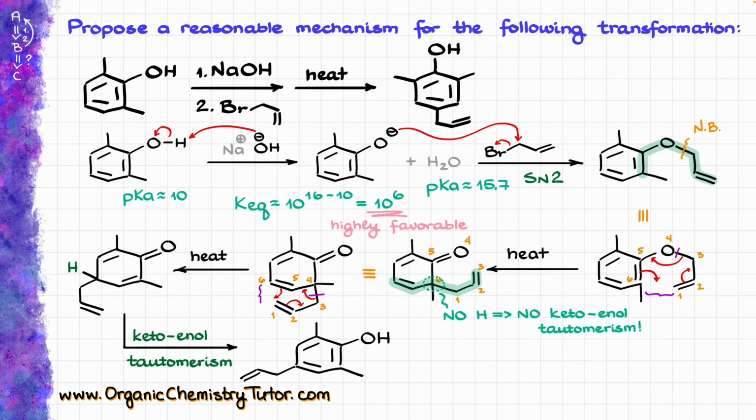So as I've mentioned before, never stop after you identify one reaction. Always check if your molecule can cascade into further reactions and do something else. Like in this case, we ended up with the cascade of the Claisen rearrangement, followed by the Cope rearrangement, and then we did the keto-enol tautomerism.